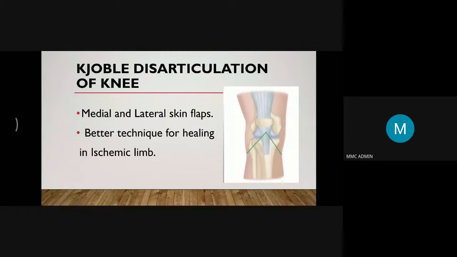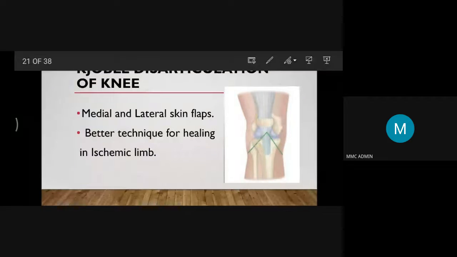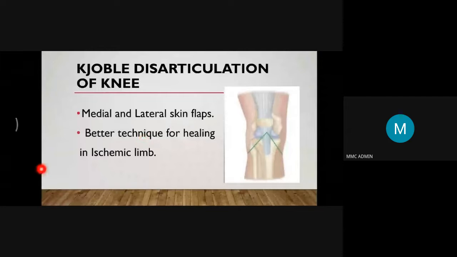And the third is the Kjolbye disarticulation. Here we are raising medial and lateral flaps instead of anterior. Other than that, every procedure will be the same.